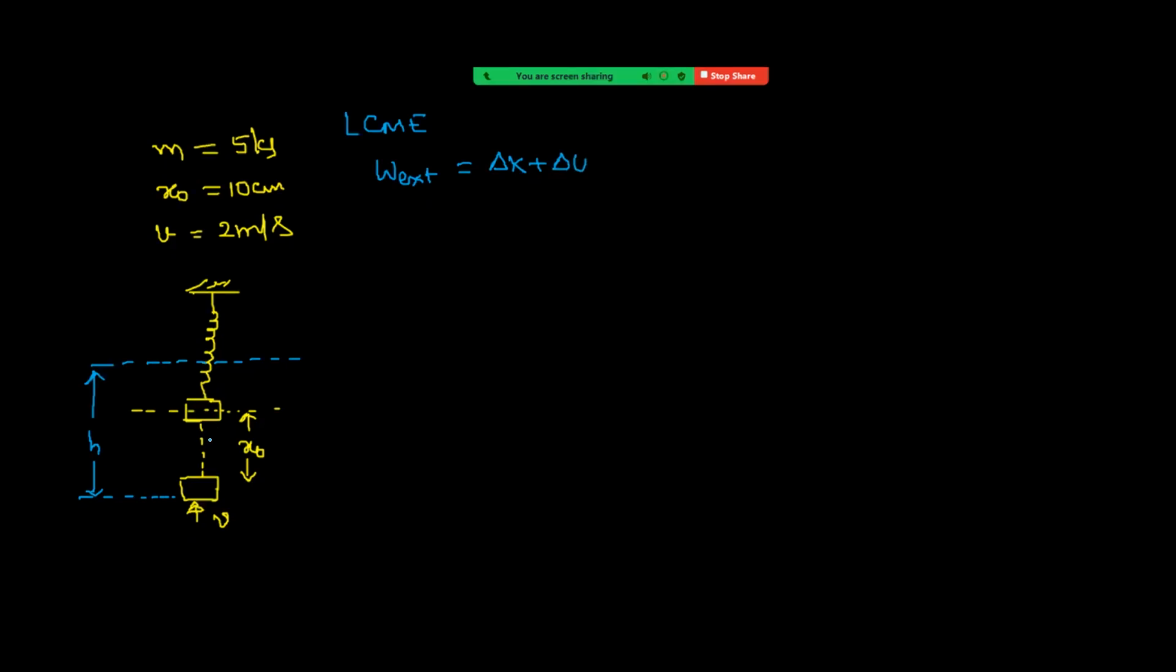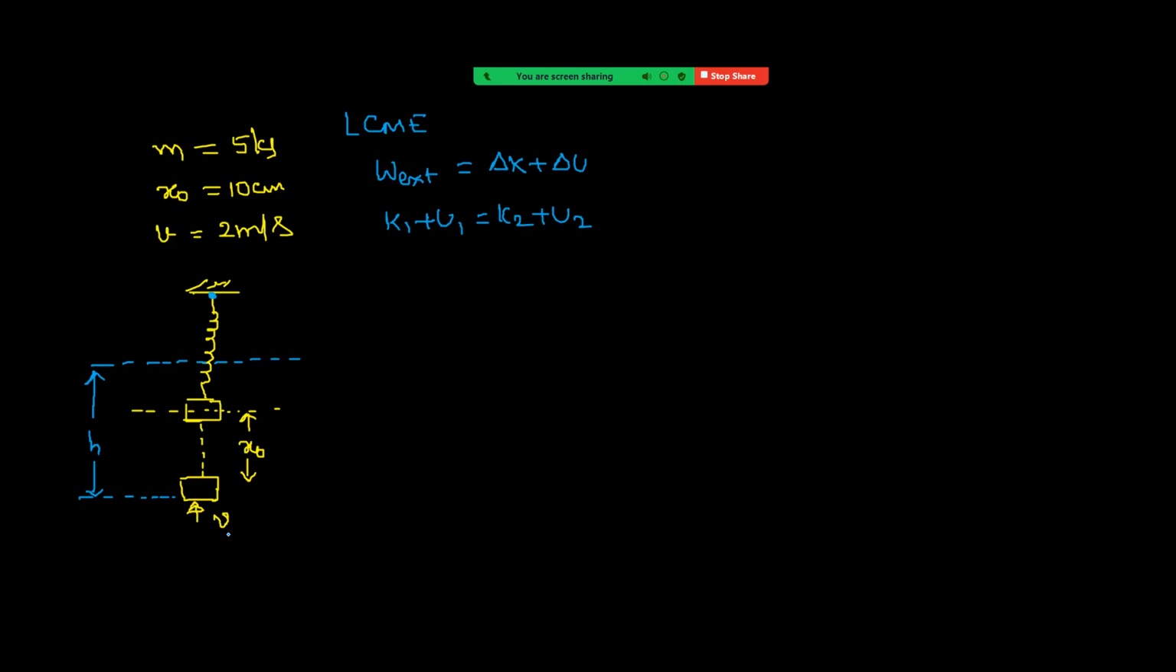So here spring force and gravitational force both are internal forces which are conservative. Here the external force is only one force, that is force by the ceiling on the spring, and this point has no displacement. That means by that force no work is done. Therefore, this is equal to 0. That's why delta K plus delta U equal to 0. That means we can write K1 plus U1 is equal to K2 plus U2.